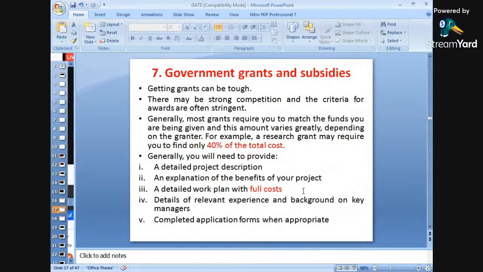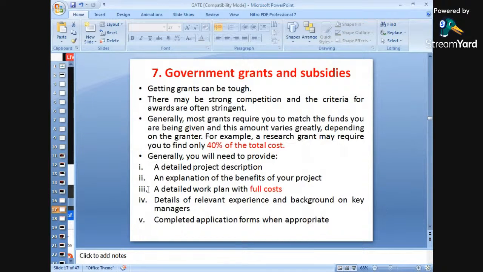Next is government grants and subsidies. Up to 40% of the total amount can be given as a subsidy or grant by the government. So government grants will also be taken care of. Generally, most grants require you to match the funds you are being given, and this amount varies greatly depending on the grantors. For example, a research grant may require you to find only 40% of the total cost. That means 40% of the total cost will be taken care of by the government grants and subsidies.